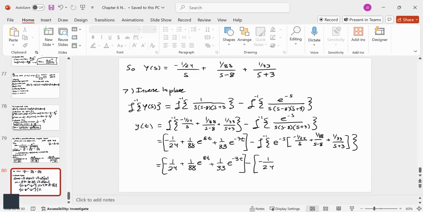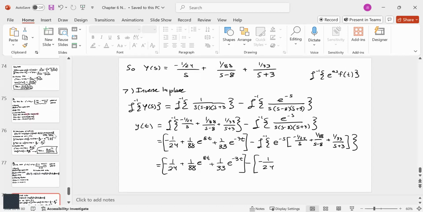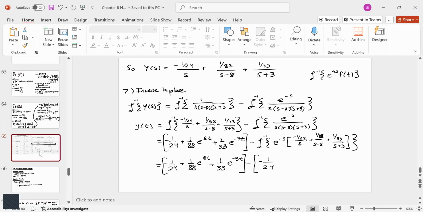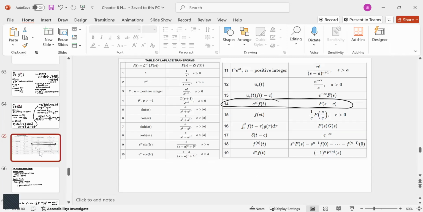So the inverse Laplace transformation of e to the as times f of t, right? For a second, I was like, that doesn't make sense. Let's go back to the table. Right here, e to the negative at times f of s, we're going back to the step function with it shifted over. That's what I meant to say, is the shift over.